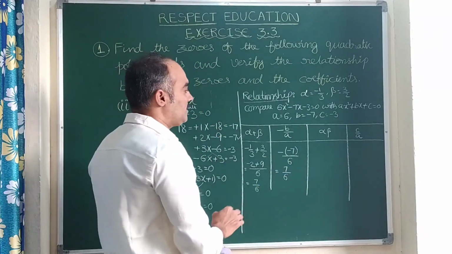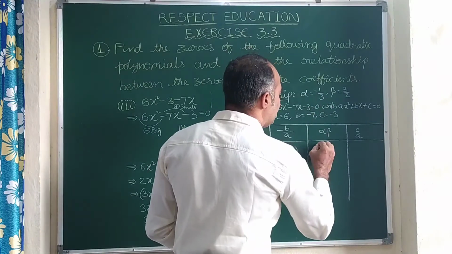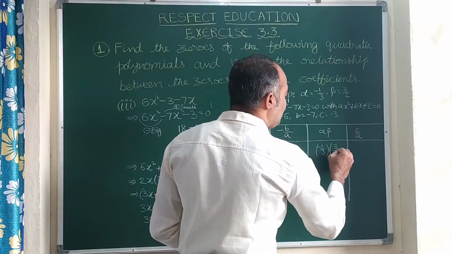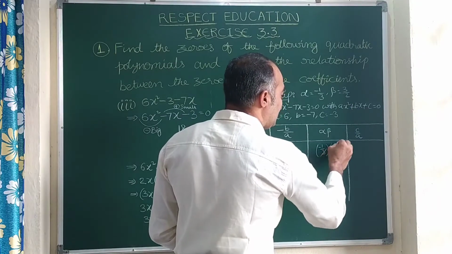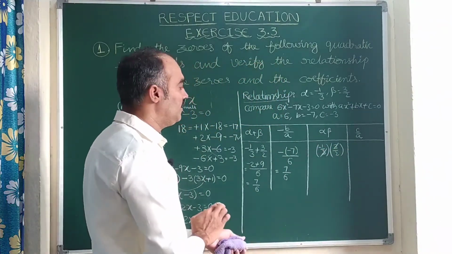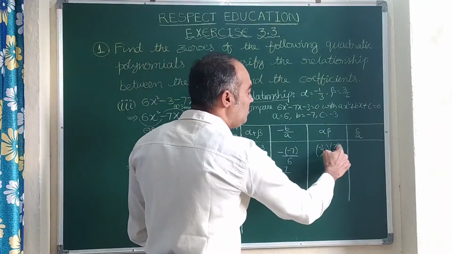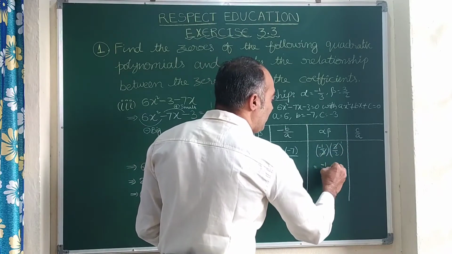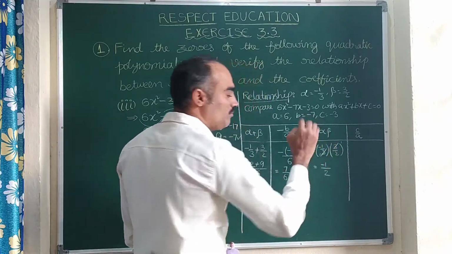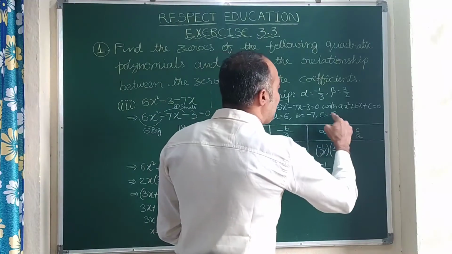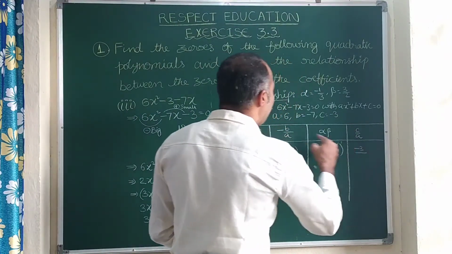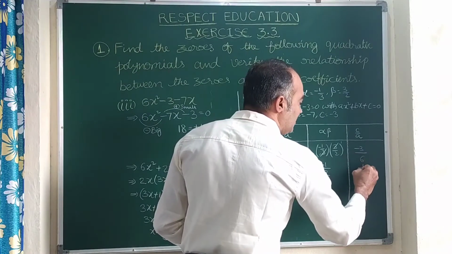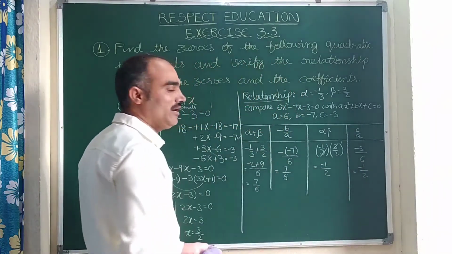Next, alpha into beta: alpha is minus 1 by 3 into beta is 3 by 2. When multiplying, you can cancel numerator and denominator if they are the same. So finally we get minus 1 into 1 is minus 1, and 1 into 2 is 2. So finally it is minus 1 by 2. Now c by a: c is minus 3, a is 6. Let us do cancellation: 3 1s are 3, 3 2s are 6. So this is also minus 1 by 2.